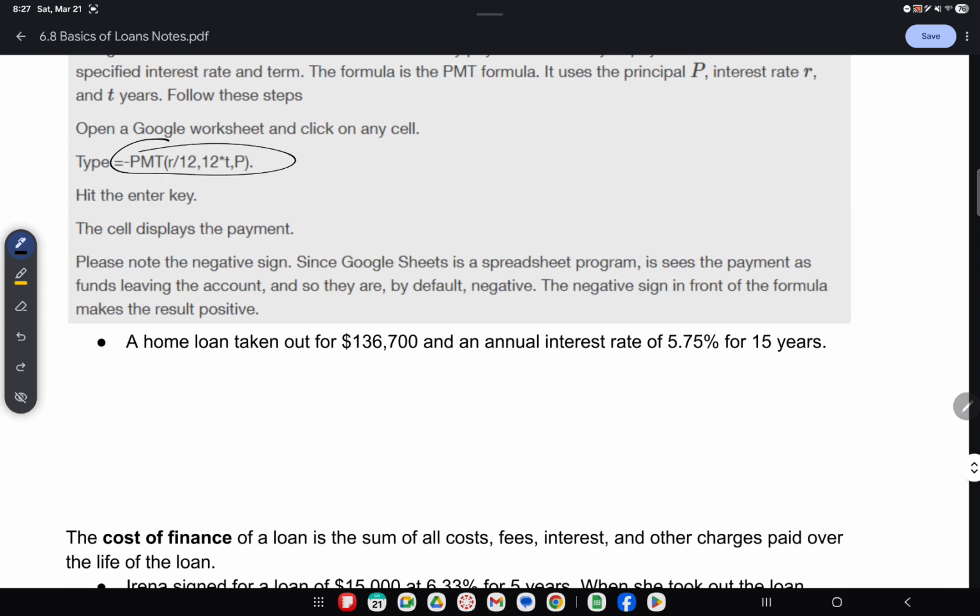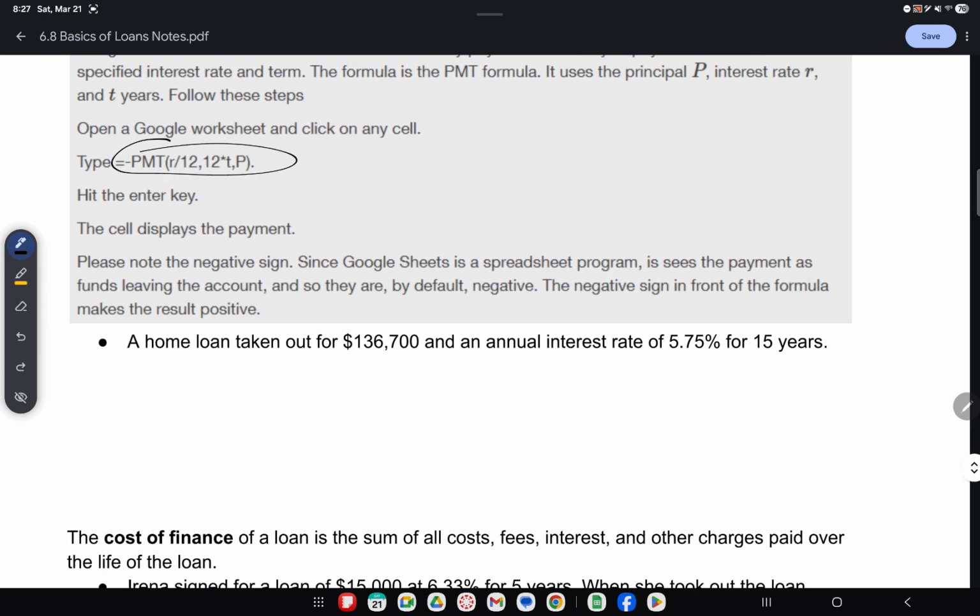All right, we want a home loan, $136,700 with an annual interest rate of 5.75% for 15 years. So let's go back and use that formula.